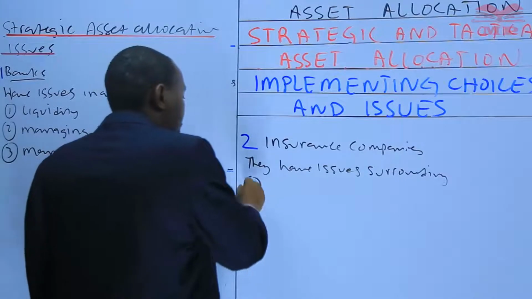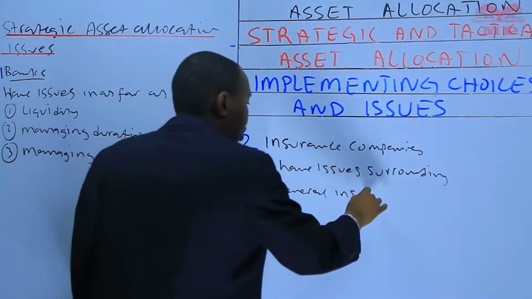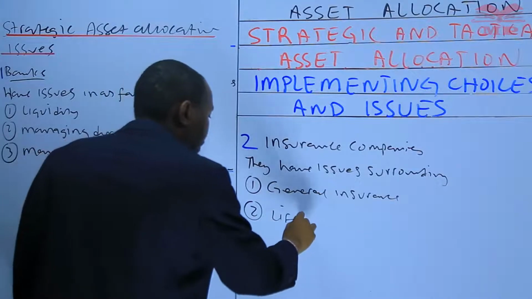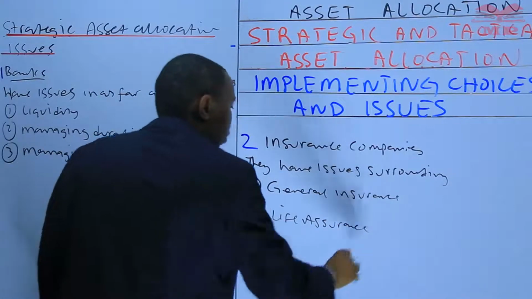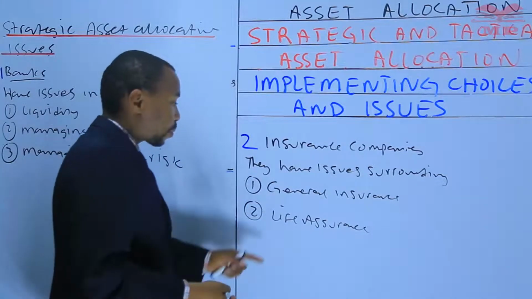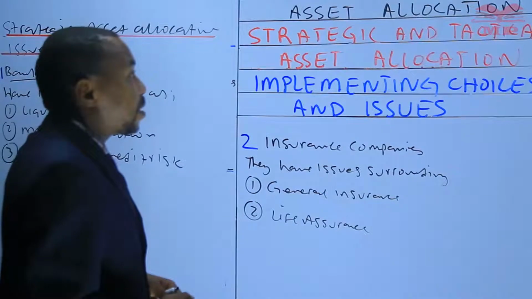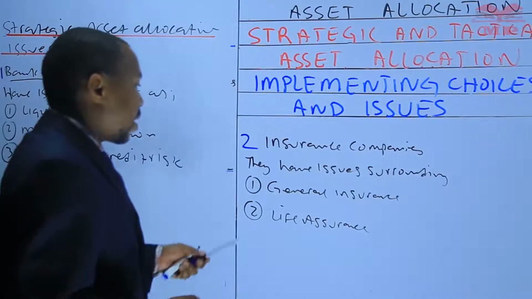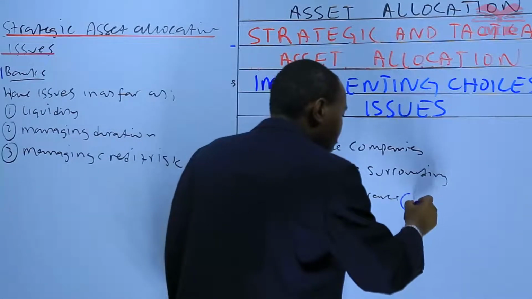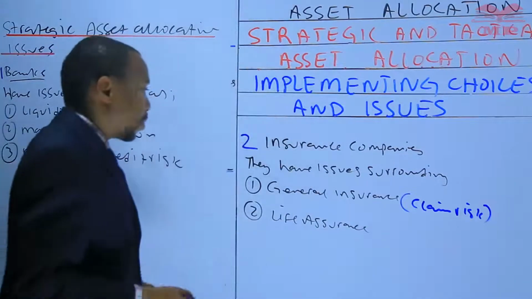So number 1, we're talking about whether it's general insurance, or number 2, life assurance, or what we can call non-life assurance. Under general insurance, some of the issues that befall insurance companies include the risk of claims, or what we can term claim risk. That is what is primary under the general insurance business.